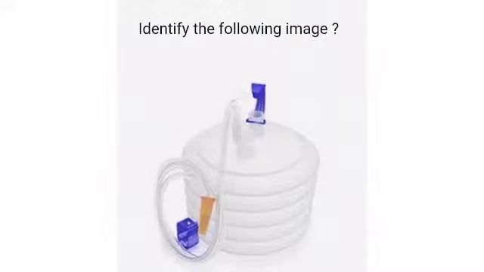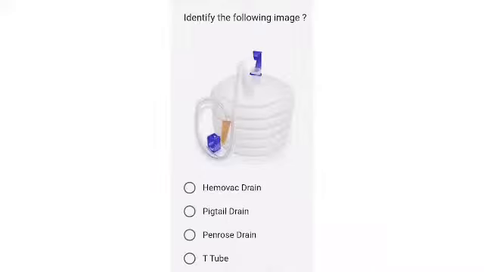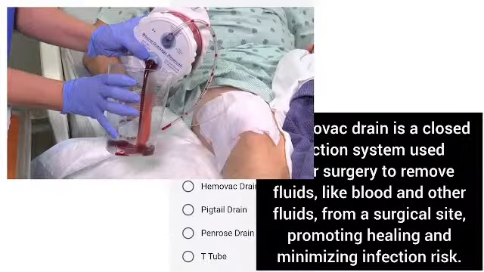Next, identify the following images. Option A, Hemovac drain. Option B, pigtail drain. Option C, Penrose drain. Option D, T-tube drain. So what is the correct answer? Hemovac drain. So what is the use? It is a closed suction system used after surgery to remove fluids like blood and other body fluids from a surgical site, promoting healing and minimizing the infection risk. I think you have cleared the doubt of this Hemovac.